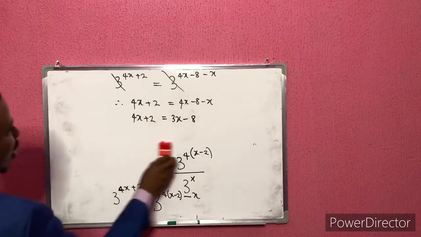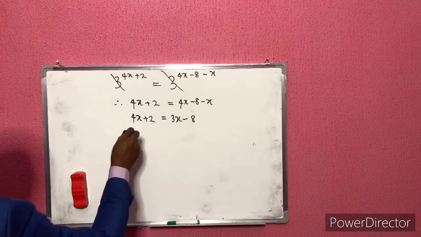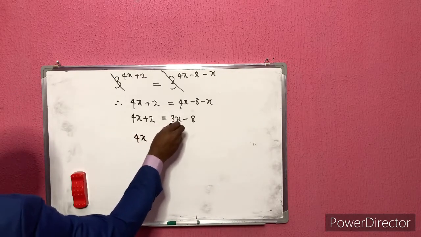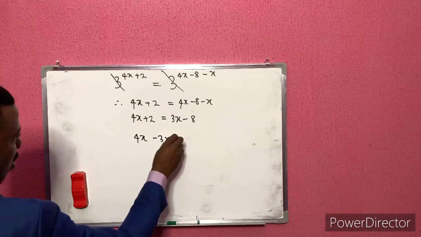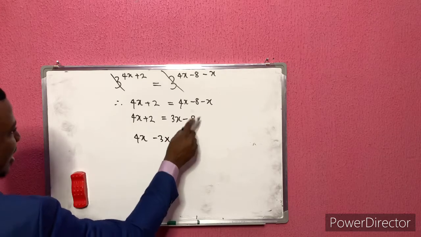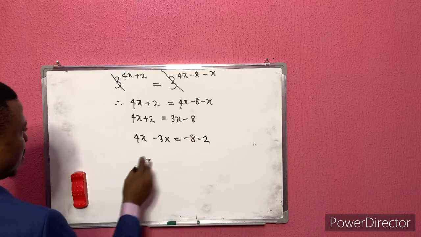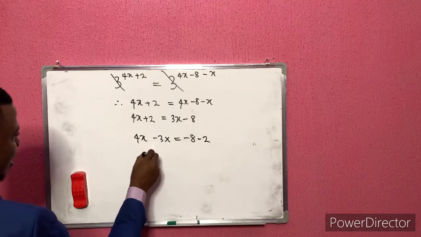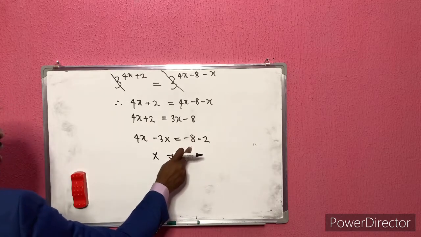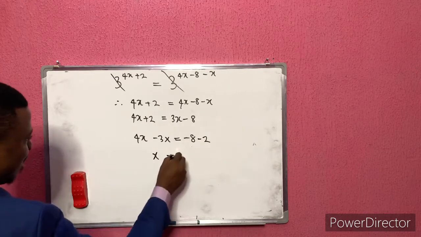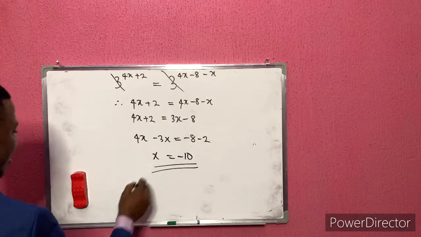So we go ahead and collect like terms. 4x, if 3x goes to this side, minus 3x equals minus 8 stays here. If plus 2 goes to this side, it becomes minus 2. So 4x minus 3x gives us x equals minus 8 minus 2. You're owing 8, you're owing 2 again, you're owing 10. So x is minus 10, that is your answer.